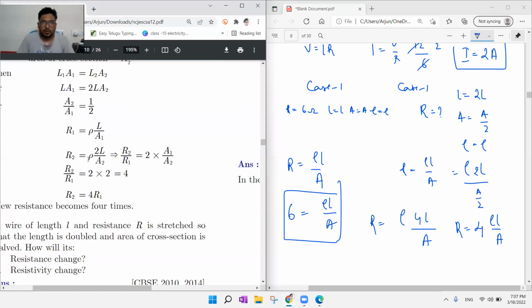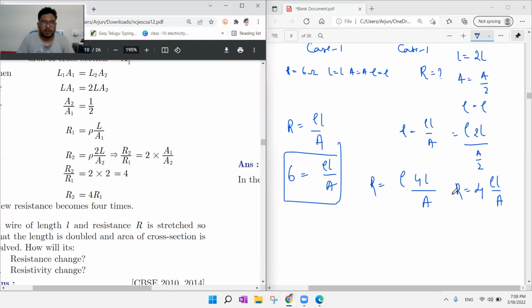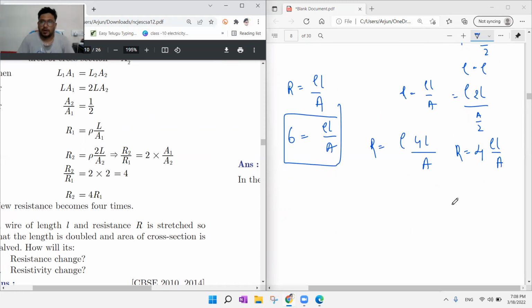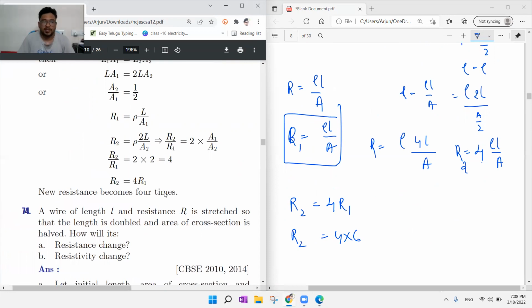So rho 2L by 4. So R2 is equal to this one. R2 is equal to 4 rho L by A. Rho L by A is nothing but 6, which is nothing but R1. So at last what we got? R2 is equal to 4 times R1. Now R2 value is equal to 4 into R1 value, which is 6. 6 4s 24. Like that we can write. So new resistance becomes 4 times greater.